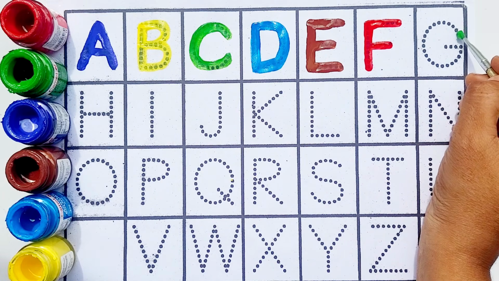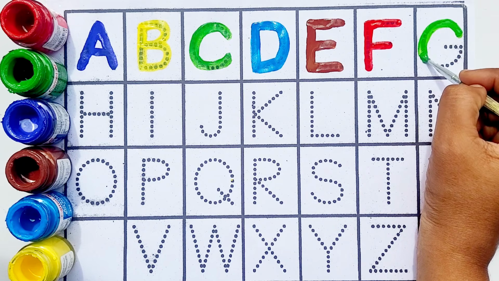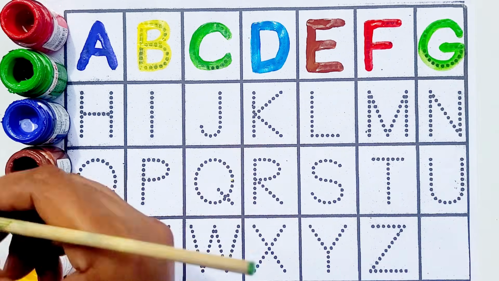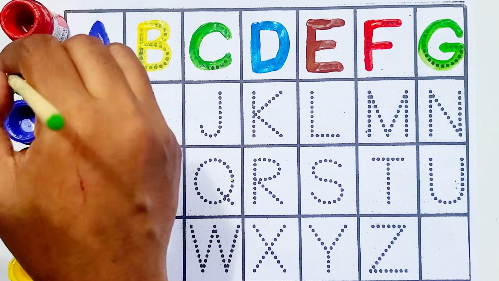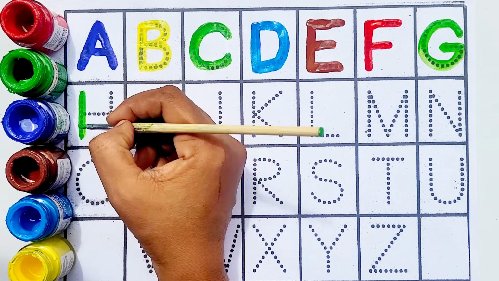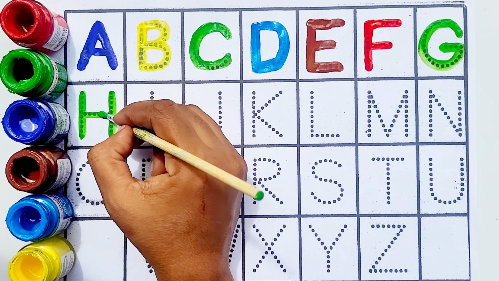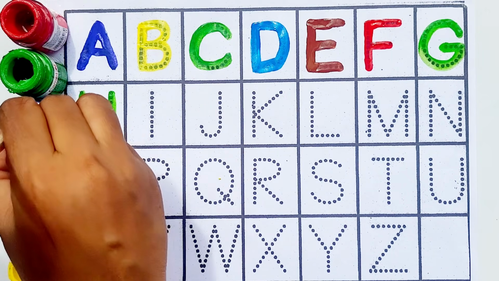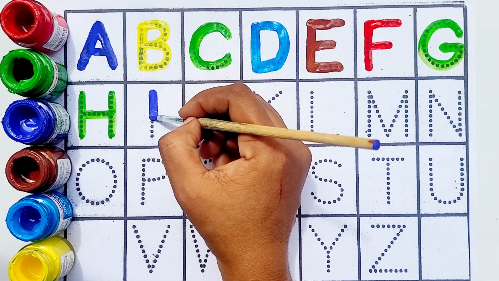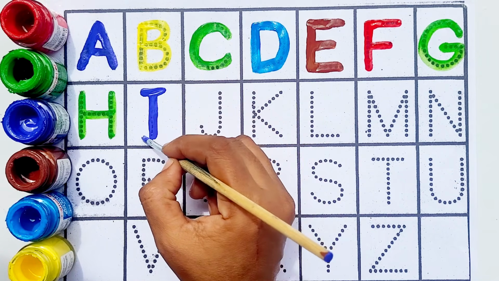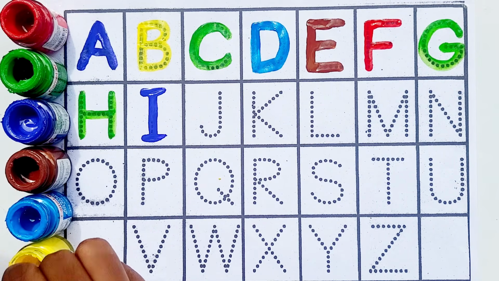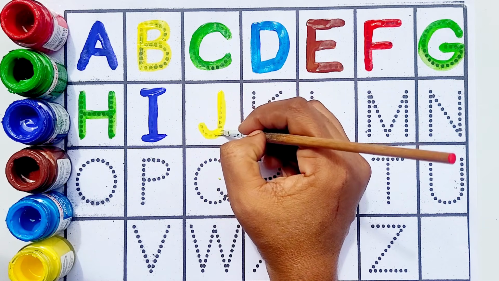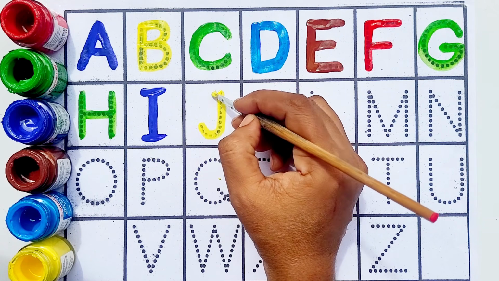G. G for goat. H. H for horse. I for ice cream. J. J for jellyfish.